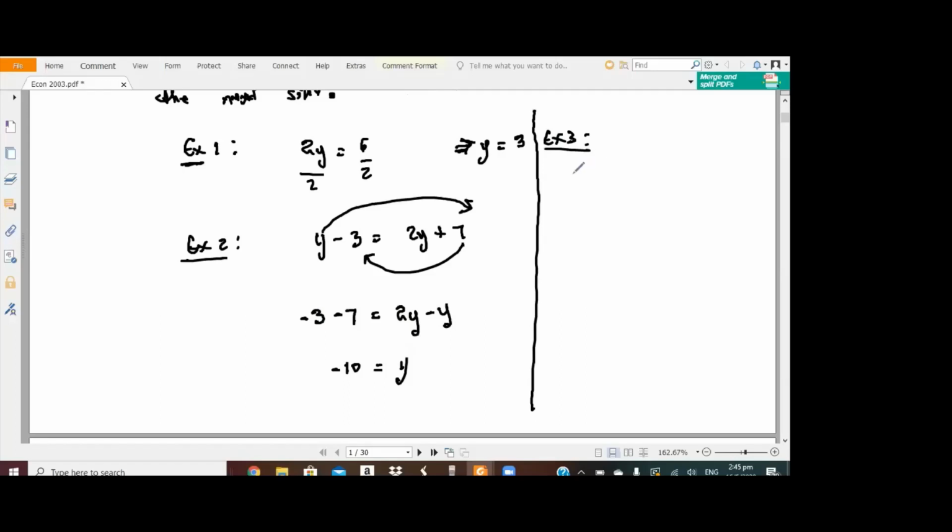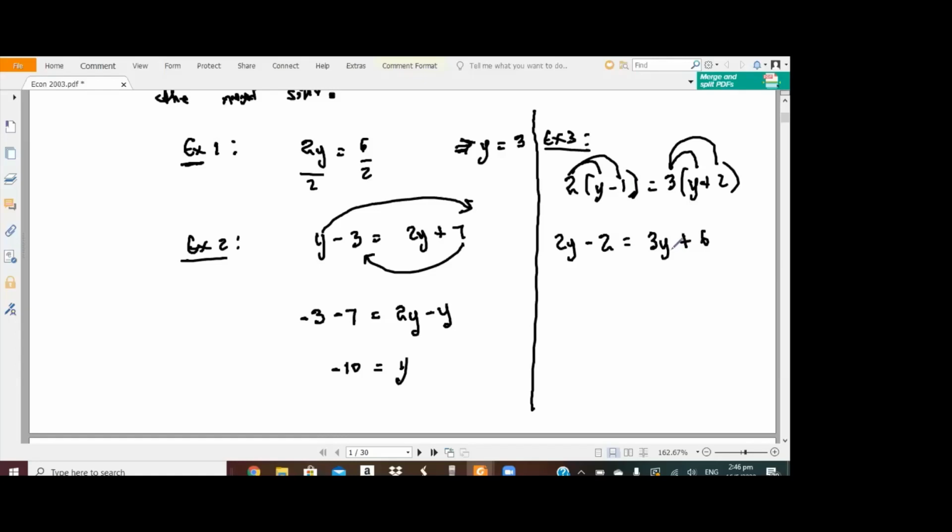Example 3 here. What if I gave you something like 2 bracket y minus 1 equals, say, 3 bracket y plus 2? What you'll have to do is expand the brackets, group, and then solve. So expanding the brackets, you take 2 times y, which gives me 2y, then 2 times negative 1, which gives me a minus 2. So that's the first part. Ready? Expanding over here, I'm going to get 3y, then 3 times 2, which is plus 6.